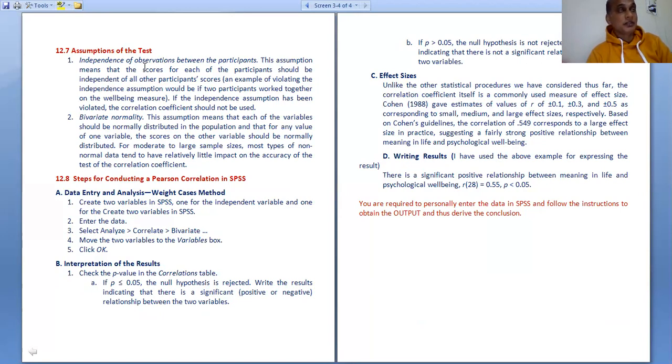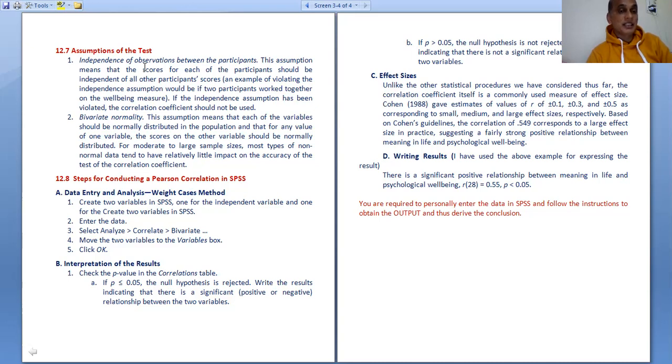It means that of these 30 students, if student one is there, and we are talking about her or his meaning of life and psychological well-being, it's totally independent of student two's or student three's meaning of life and psychological well-being, and similarly for the rest of the others.